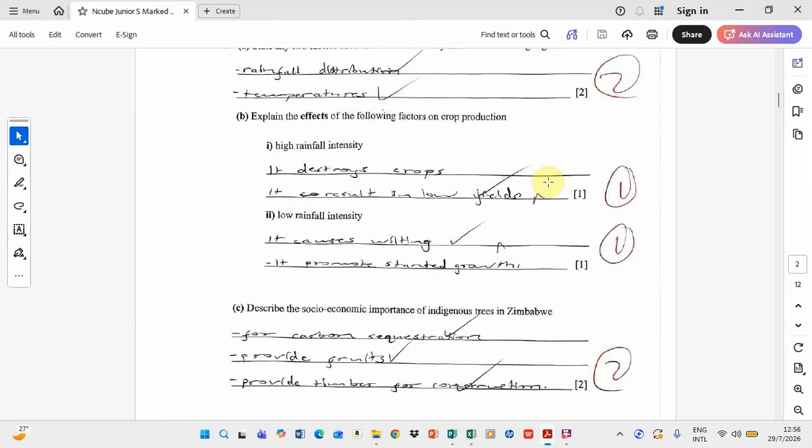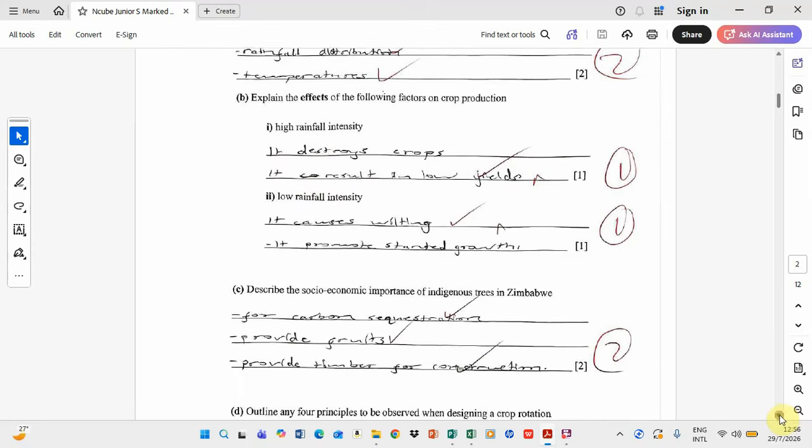Then what about low rainfall? That is item 2, low rainfall. If there is low rainfall, plants will wilt due to shortage of water, and this will lead to reduce the yields in plants. So these are some of the effects.